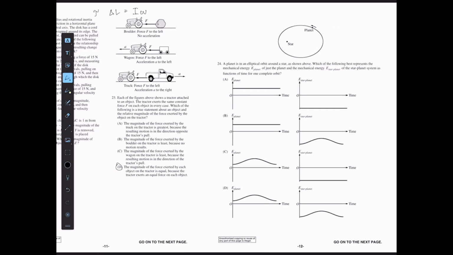A planet is in an elliptical orbit around a star, as shown above. Which of the following best represents the mechanical energy of the planet and the star-planet system as a function of time? So for the star-planet system the energy should stay constant, so we can eliminate B and D. But the planet energy should change.